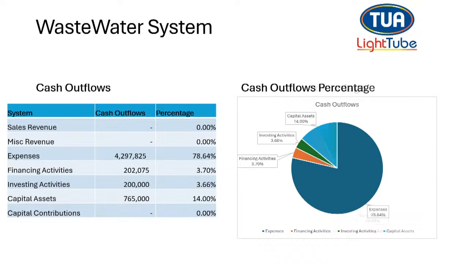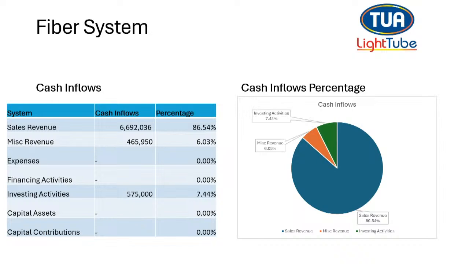All right. Next slide. So for our fiber system, the cash inflows, roughly 86% of our cash inflow is coming from sales revenue, and roughly 6% is coming from miscellaneous revenue. And then our investing activities, that is basically our interest on what we have in reserves and money that we carried over that we may not have spent the year before. And that's roughly 7.4%.